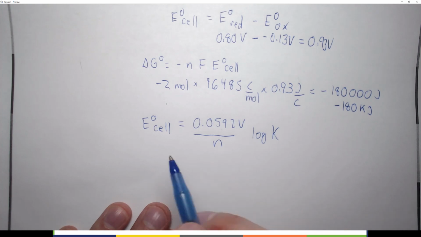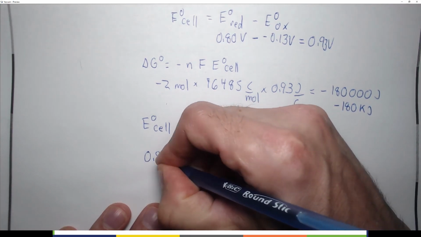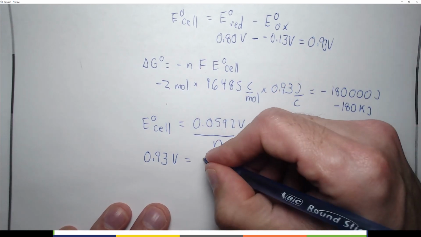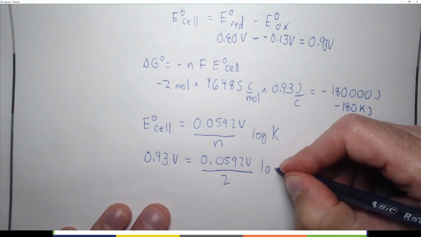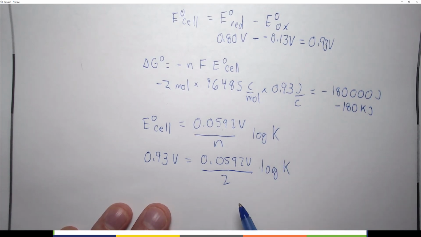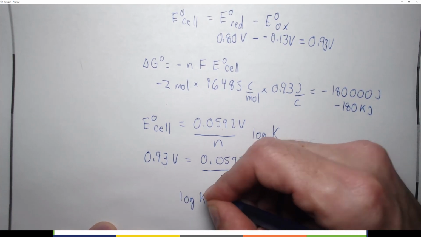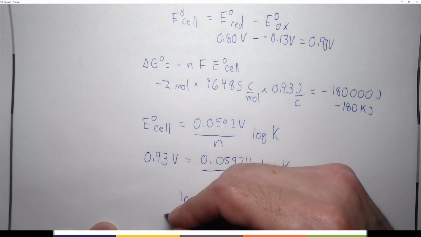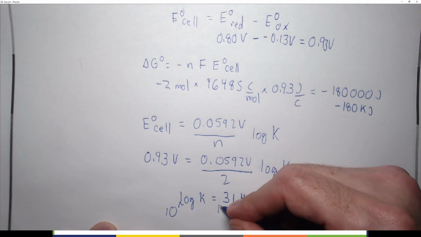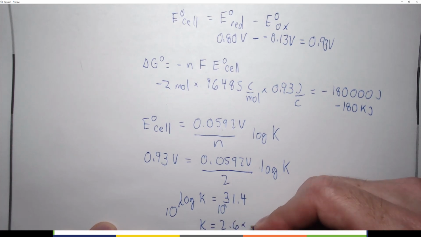There were 3 constants in the previous one, and we basically simplified that in this way. So we know E cell, so we can plug that in. E cell is 0.93 volts, equals 0.0592 volts divided by N, which is the 2 moles of electrons, times the log of K. Now we cross multiply, and we find that log of K is equal to 31.4. Now we have to get rid of the log, so we take 10 to the log K equals 10 to the 31.4.